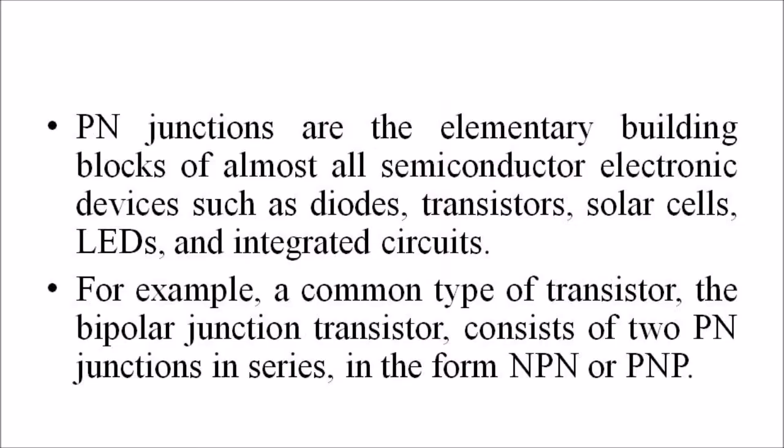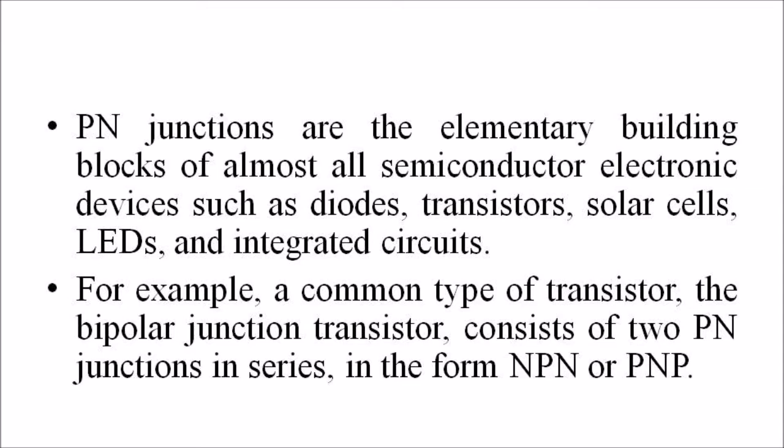The p-n junctions are the elementary building blocks of almost all semiconductor electronic devices like diodes, transistors, solar cells, LEDs, integrated circuits, etc., and they are the active site where the electronic actions of the devices take place. For example, a common type of transistor like a BJT, that is, bipolar junction transistor, consists of two p-n junctions in series in the form of NPN or PNP configuration.